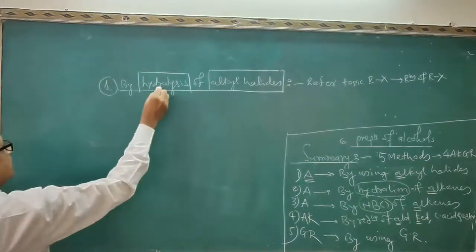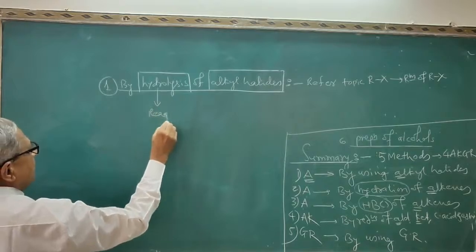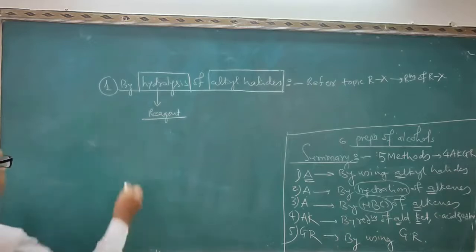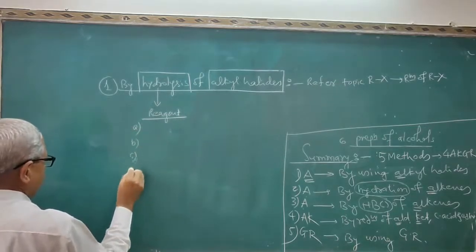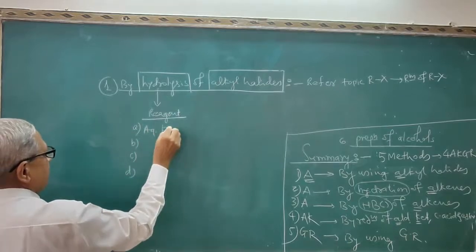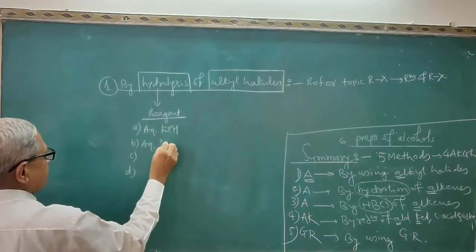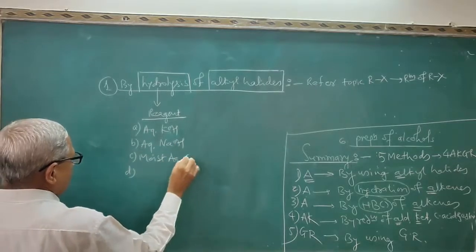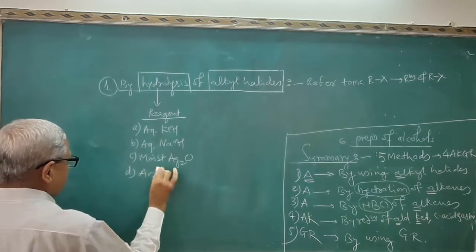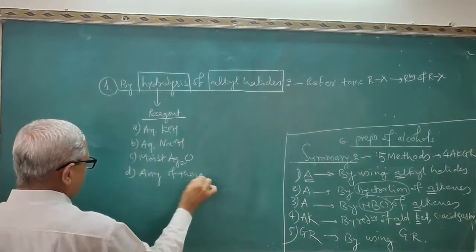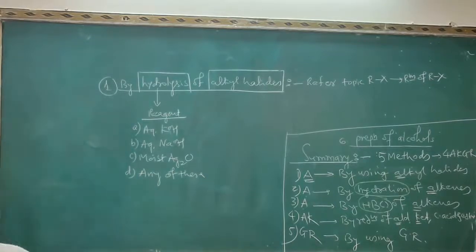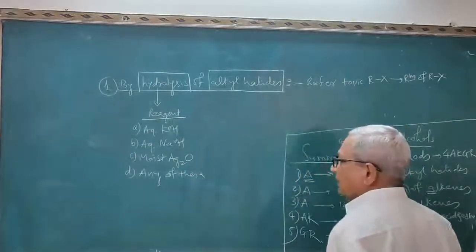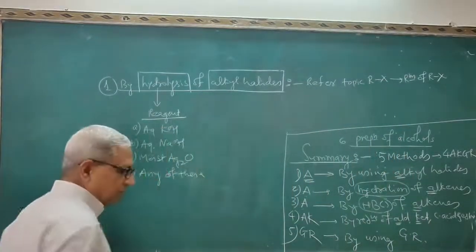Now see which reagent is used for the hydrolysis of alkyl halides. I will give four options here; you select the correct option. First option is aqueous KOH, second is aqueous NaOH, third one is moist silver oxide, and last option is any of these. You select the correct option because you learned this reaction in the topic alkyl halides. The correct answer is any of these.